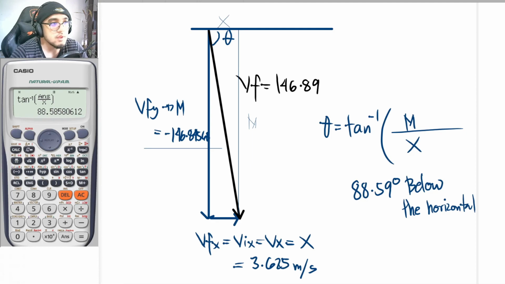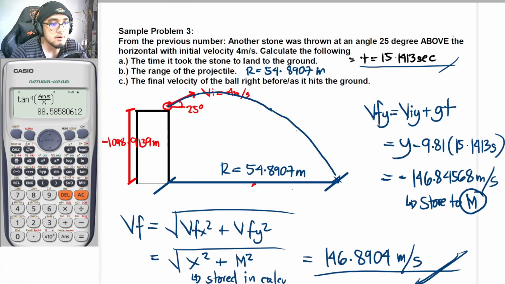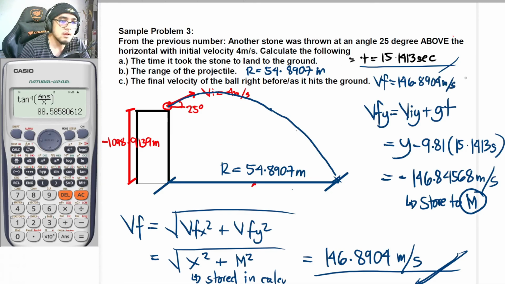Okay, so there we go. So our answer for letter C, our Vf is equal to 146.8904 meters per second, 88.59 degrees below the horizontal. So there we have it.